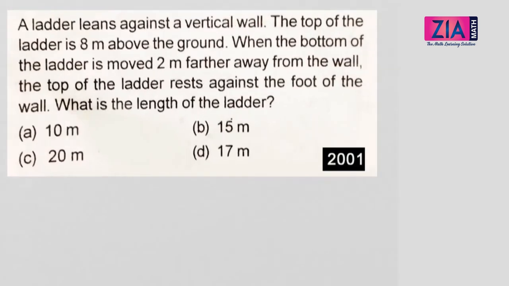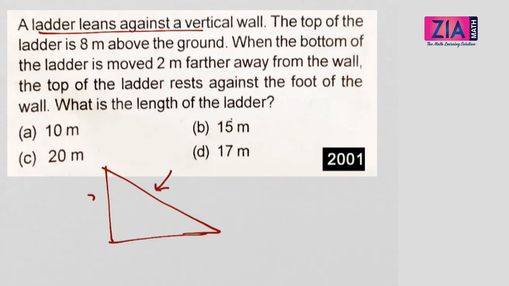So how can you solve this question? See what is given. A ladder leans against a vertical wall. The top of the ladder is 8 meters above the ground, right? And you can draw like this. So this is the ladder and 8 meters above the ground, the top of the ladder. That means this height is given as 8 meters.